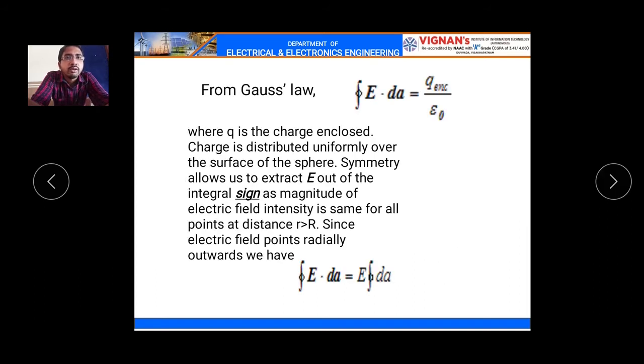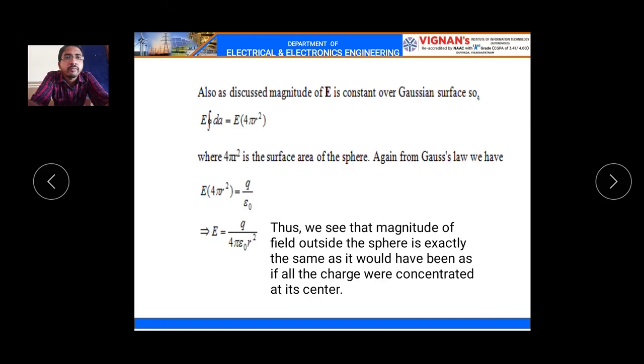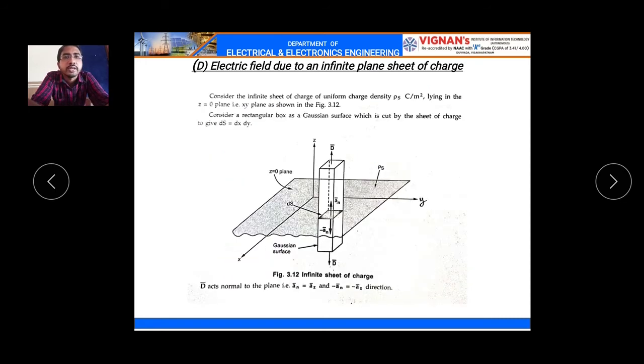So from the Gauss law, we already know that integral E bar dot dA bar is equal to enclosed charge by epsilon naught. So we are converting that here, and after that, if you apply the surface area, that is the 4 pi r square formula, E equal to Q by 4 pi epsilon naught r square. This is the formula for E, electric field intensity E in a charged sphere.